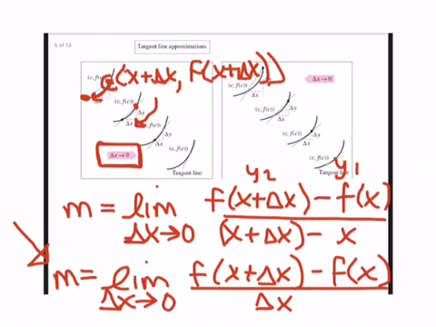So I'm going to do one real quick example for you to apply the definition of a derivative in video B.